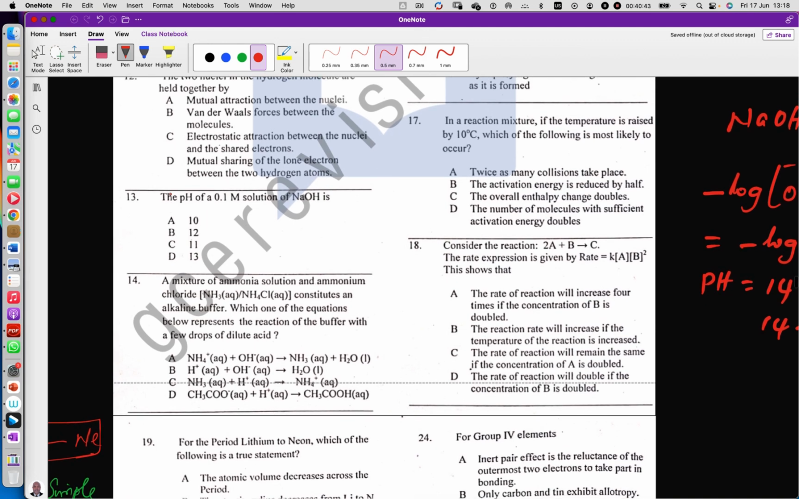We have question number 13. The pH of a 0.1 molar solution of sodium hydroxide is A, 10; B, 12; C, 11; D, 13. Of course, now, what is pH? pH is the negative log of the hydrogen ion concentration. But in this case, it is an alkali.